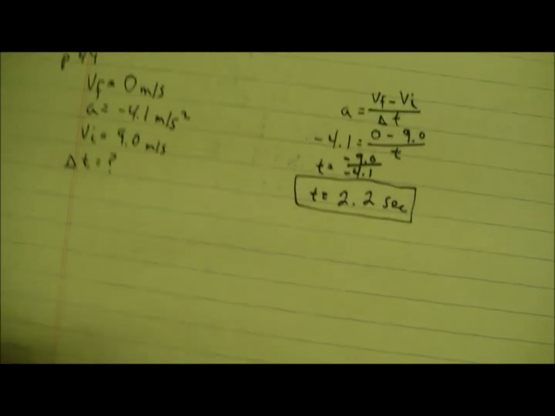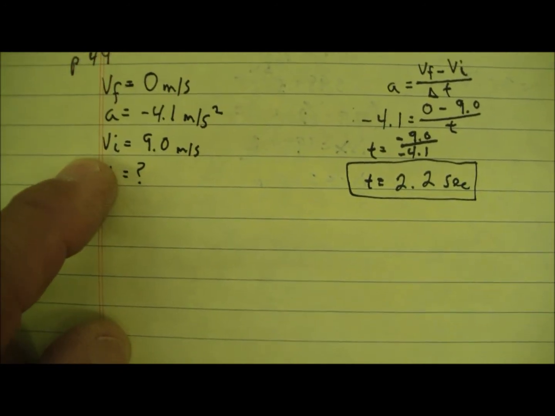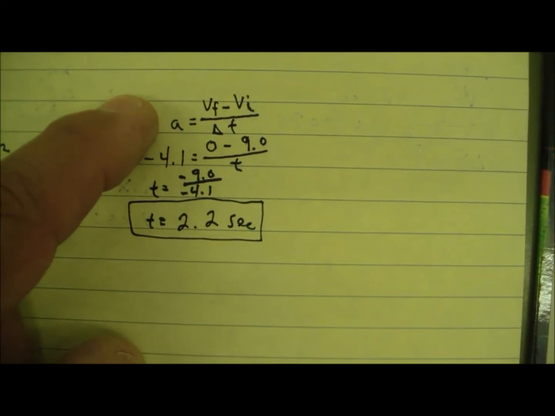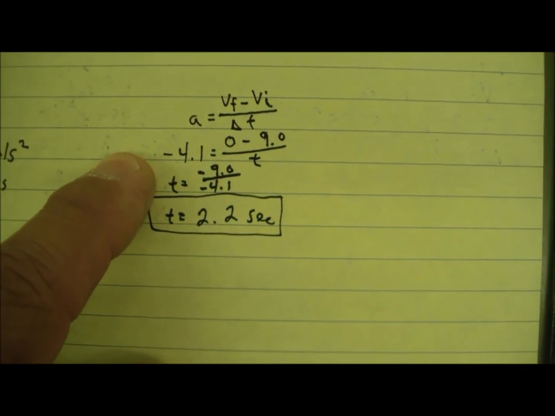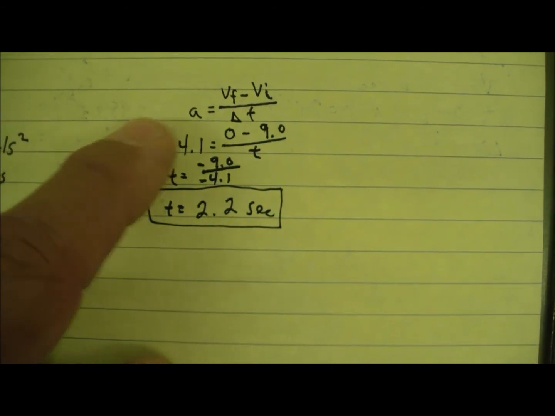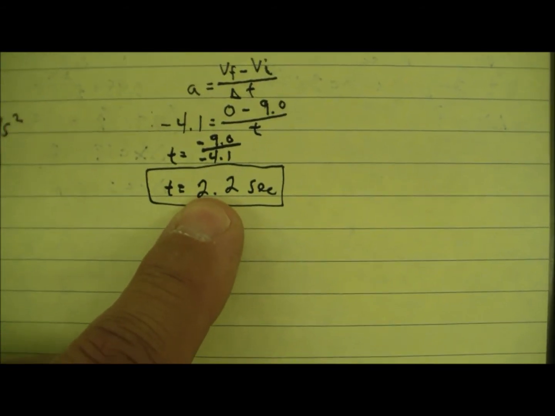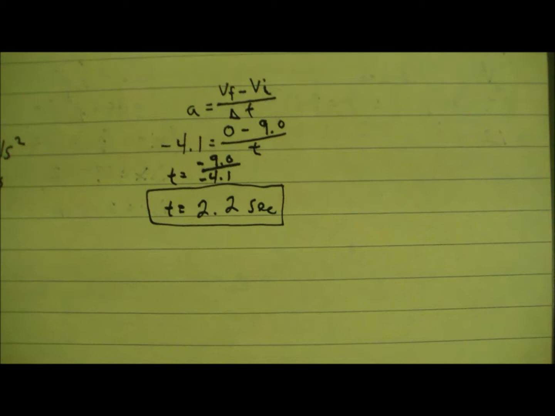Once again, if you notice, I've laid out my data. You'll get credit for that. I've put the correct formula. You'll get credit for that. I worked it out so you can see the math. I would give you credit for this, and you have your answer boxed in with your units.